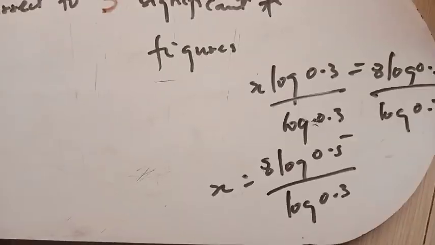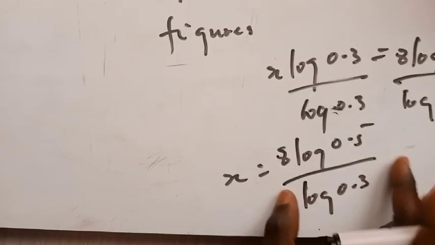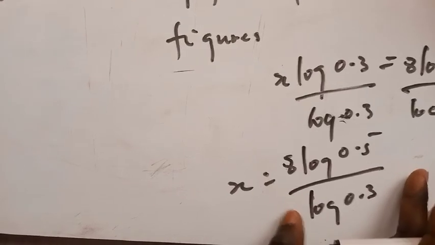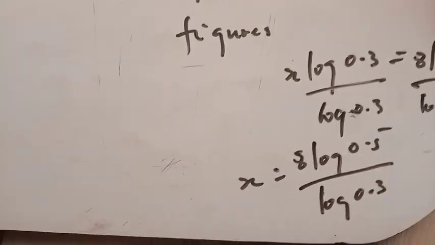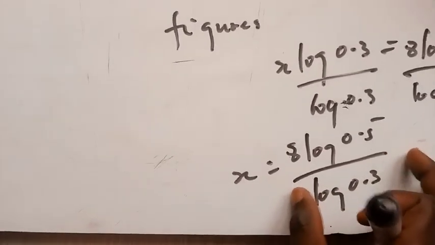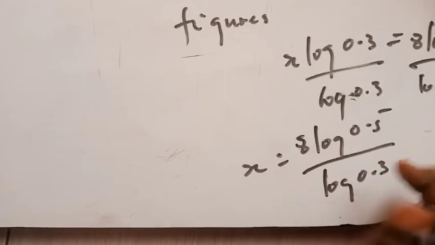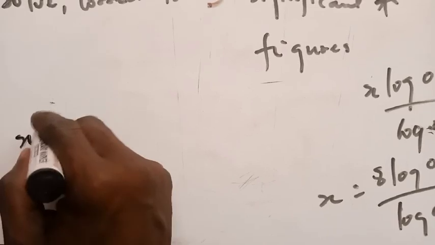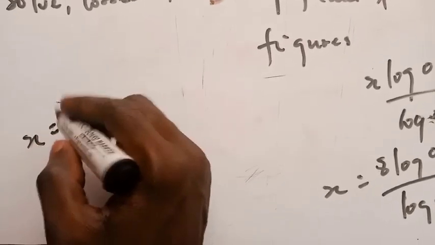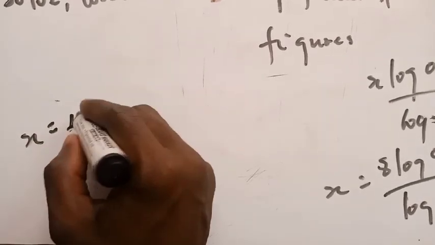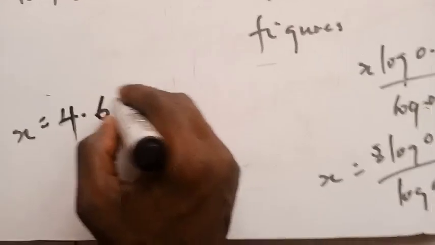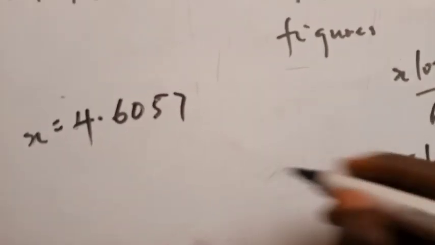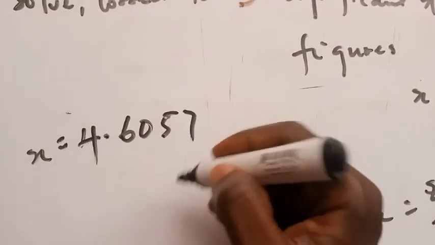In solving this, you may use a calculator if it is allowed, especially if you are not good at it. But if you know it, that is good, and if you don't, that is also fine. The value of x here should be 4.6057. If your answer is different from what I have here, make sure that you share your answer in the comment section below.